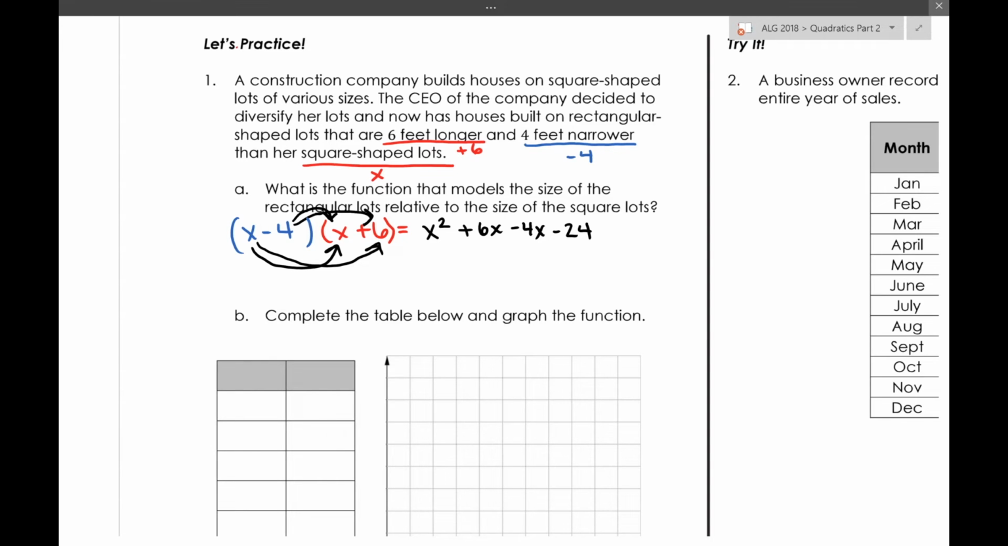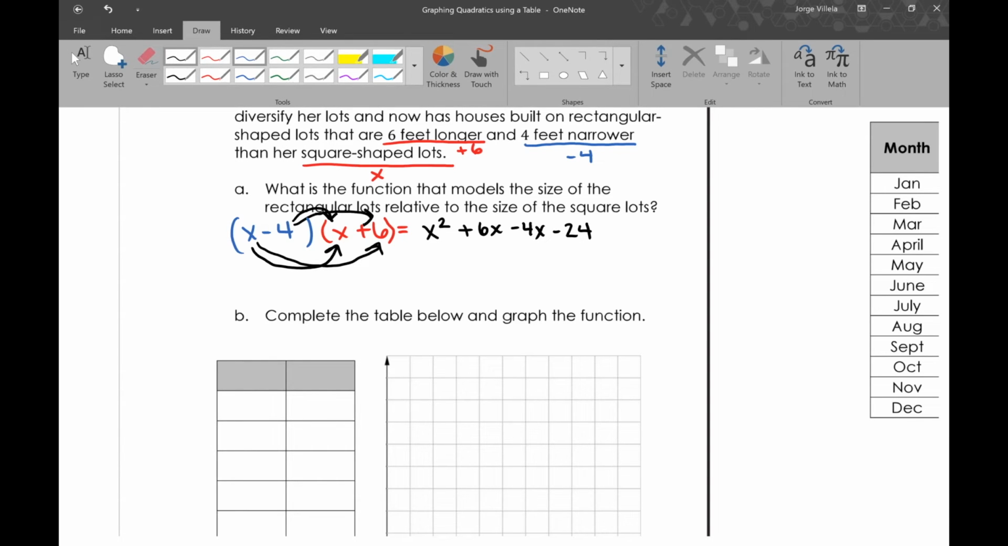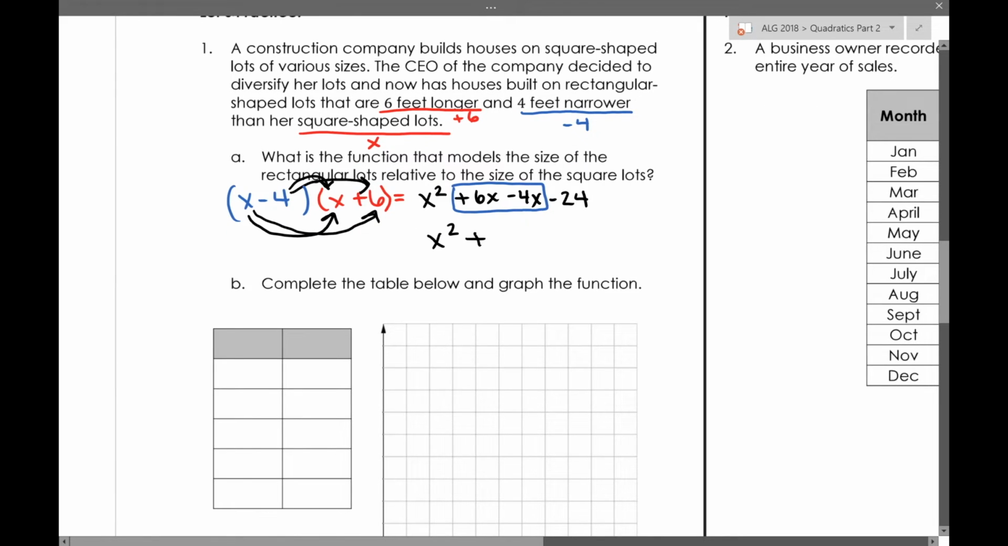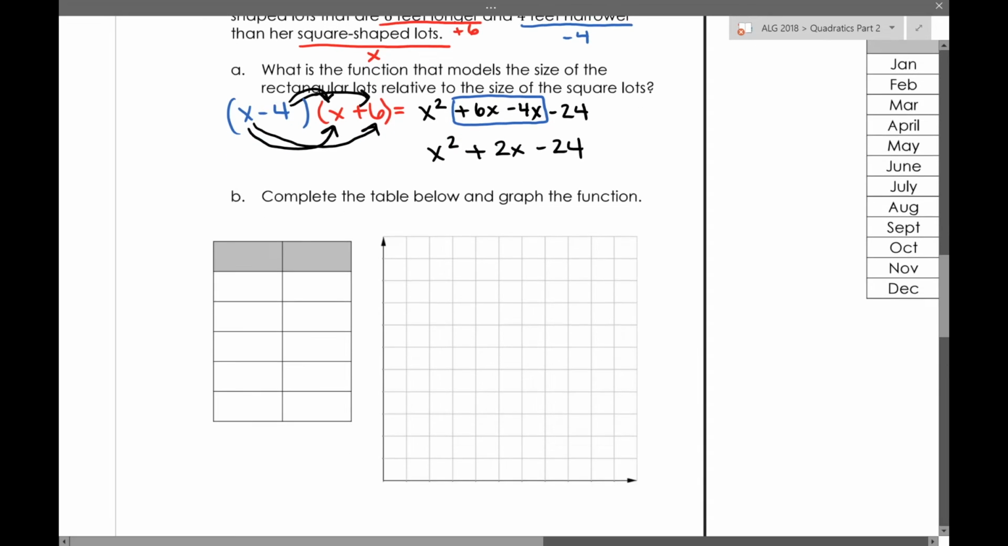Next thing I want to do is combine like terms. Those like terms are in the middle. Both of these numbers have an x, so let's combine them. 6 minus 4 gives you an answer of x squared plus 2x minus 24, because 6 minus 4 is 2. Alright, so now we're done.